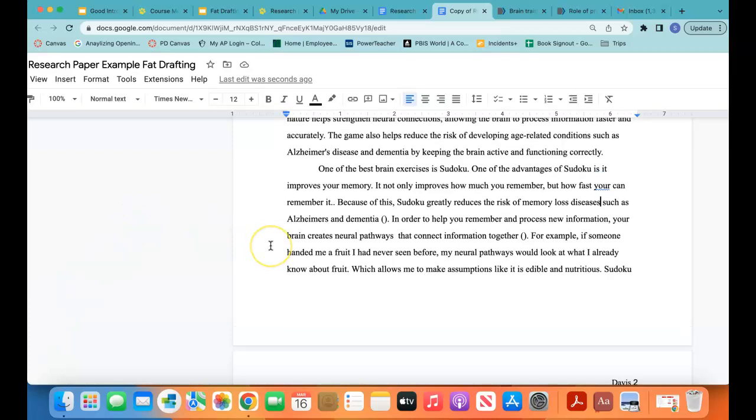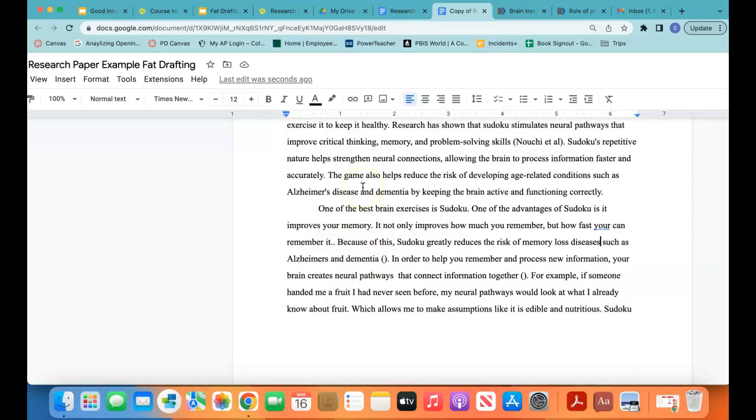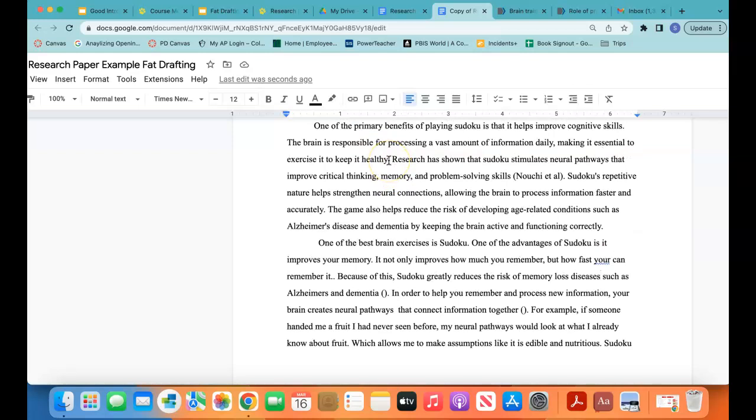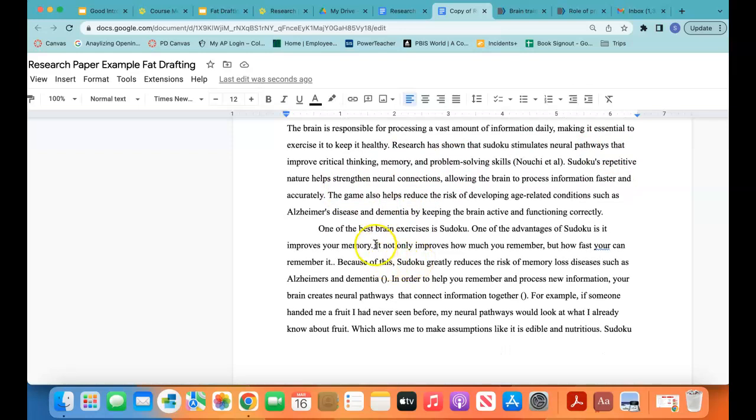Okay, so I added a lot of different information. The first subset of information I added was I talked about memory and Alzheimer's. So I'm going to look up here. Do I talk about those things? So I do talk about memory right here. It's one of the things that the stimulation of the neural pathways does, okay? And then I also talk about Alzheimer's and disease down there.